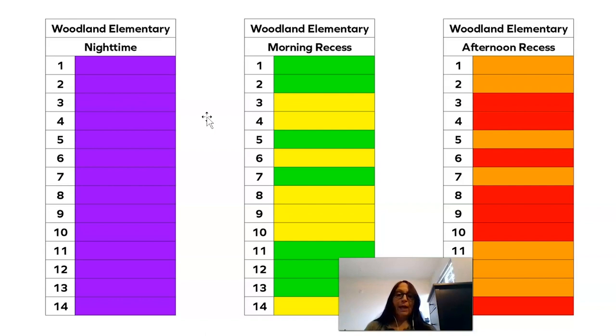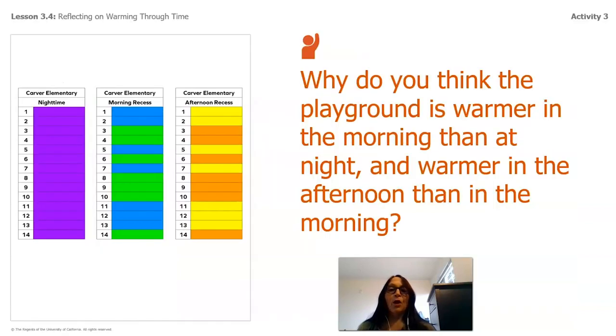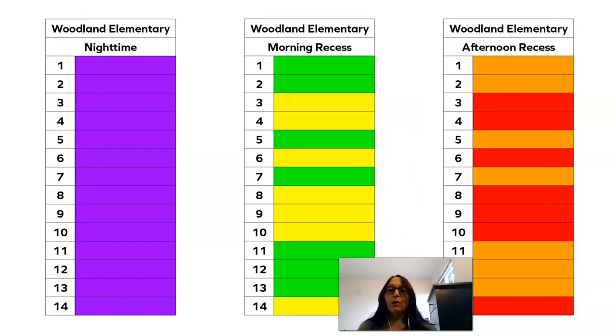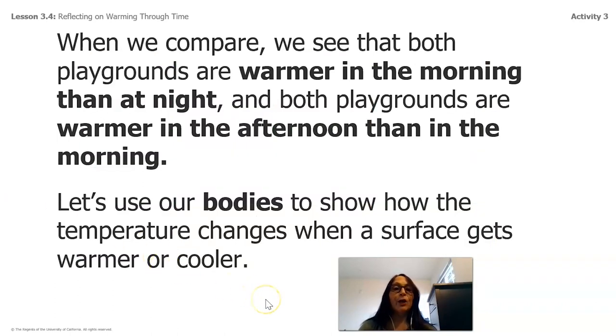Carver was cool, and let's go back and check a minute because I want to make sure. Yeah, Carver was cold and cool, while Woodland is cool and warm. So that's what makes it different. And in the afternoon, Woodland is hot and very hot, while Carver was hot and warm. See, that's the difference. So now we have the answer for that. When we compare, we see that both playgrounds are warmer in the morning than at night, and both playgrounds are warmer in the afternoon than in the morning.